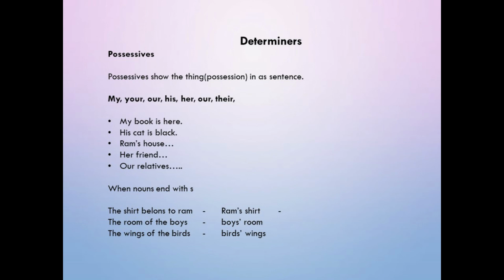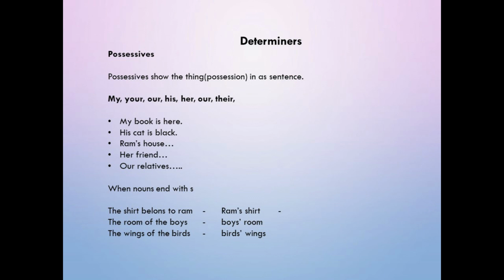Here we saw an example, Ram's house. In this example, Ram is a singular noun. But what if the noun itself was a plural? For example, boys' room. In this case, you don't put apostrophe s after the noun boys. You just put an apostrophe after the word boys. So it will be boys apostrophe room. Similarly, if I have to say birds' wings, I won't write birds and then apostrophe s. I will write birds and just put an apostrophe after it. And that's how it works. So keep this in mind.